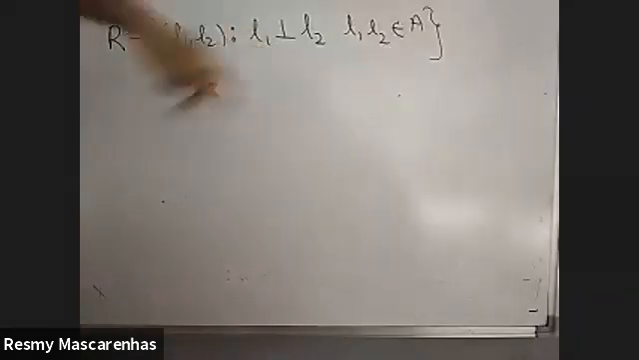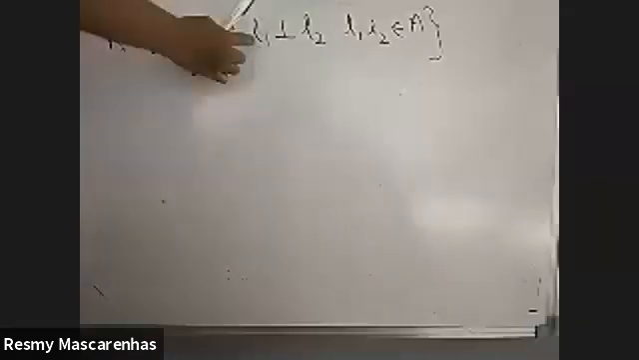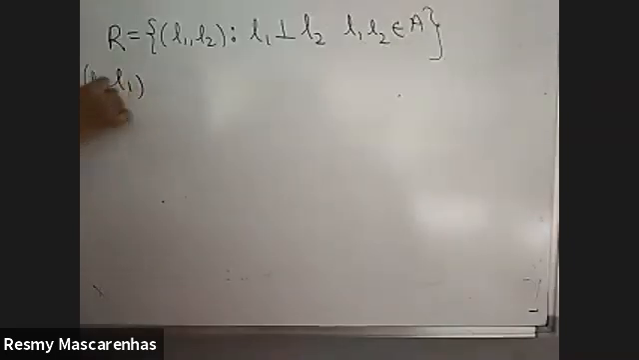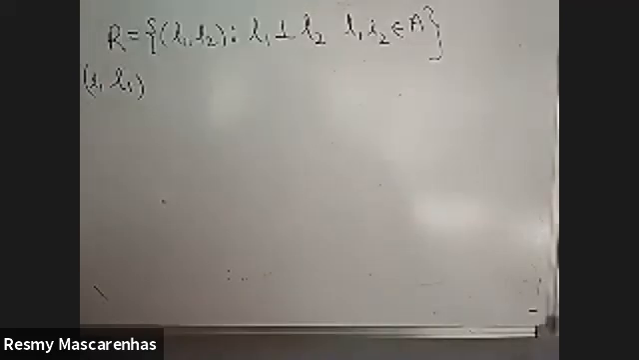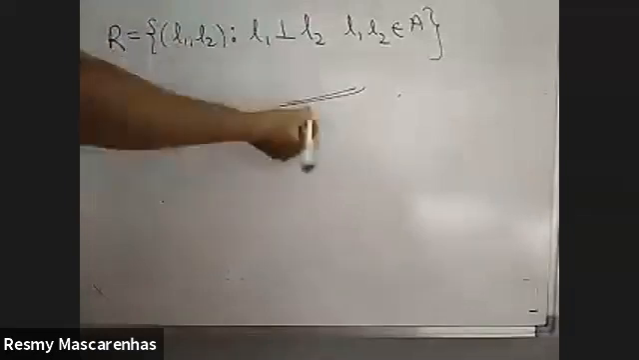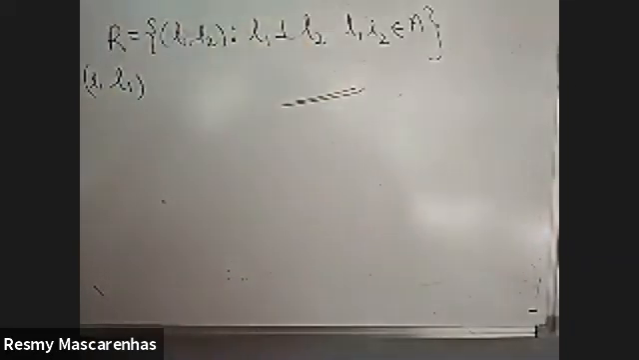So first we have to check with itself. Always for reflexivity, it will be what? L1 comma L1. So instead of L2 we have to put L1 and check. So is L1 perpendicular to L1? Can a line be perpendicular to itself? No, it can be parallel to itself, but it cannot be perpendicular to itself.